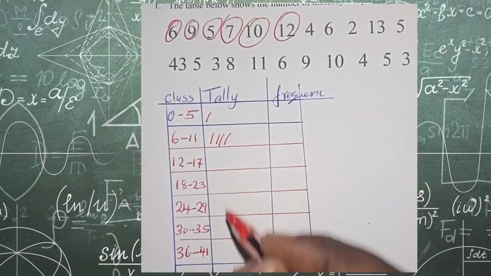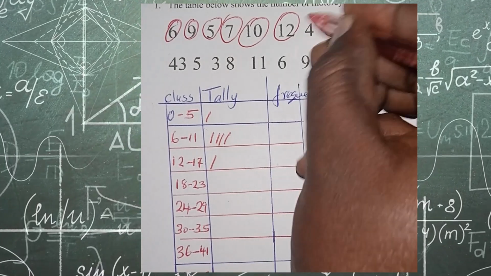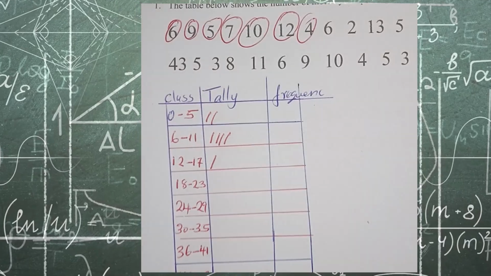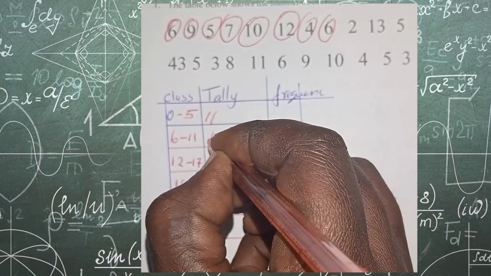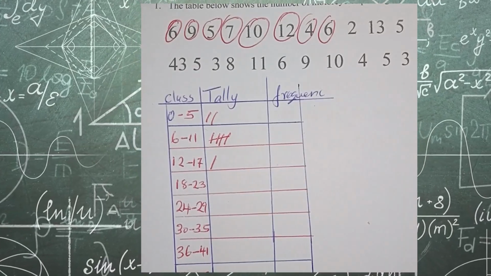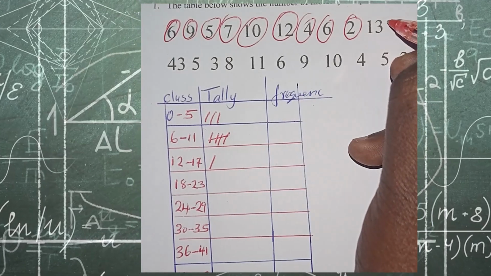12 falls in the group 12 to 17. So that's 1 tally for that class. 4 is in 0 to 5. Now we have 2 tallies there. Another 6, so we add 1 more to the 6 to 11 group, making 5 tallies total. 7 fits in the 6 to 11 group. That's the 3rd tally there.